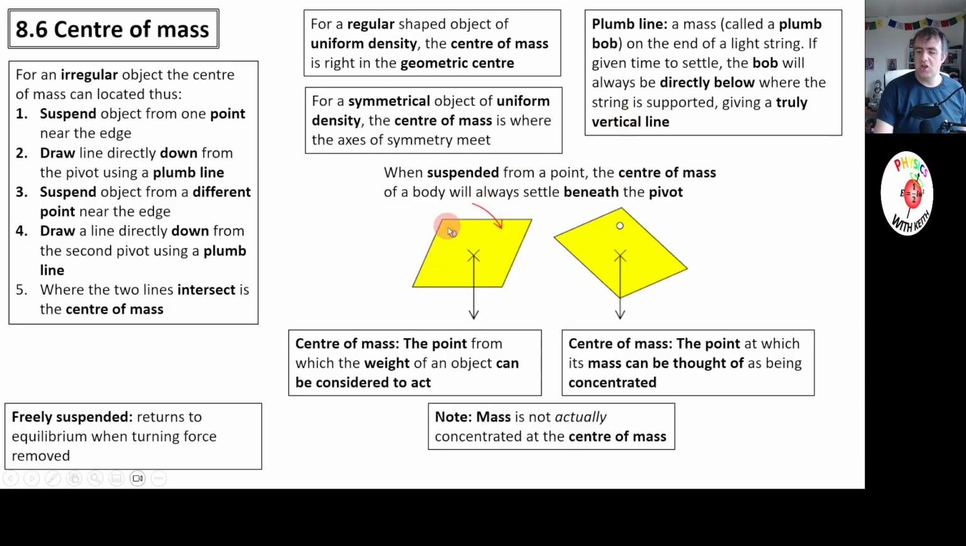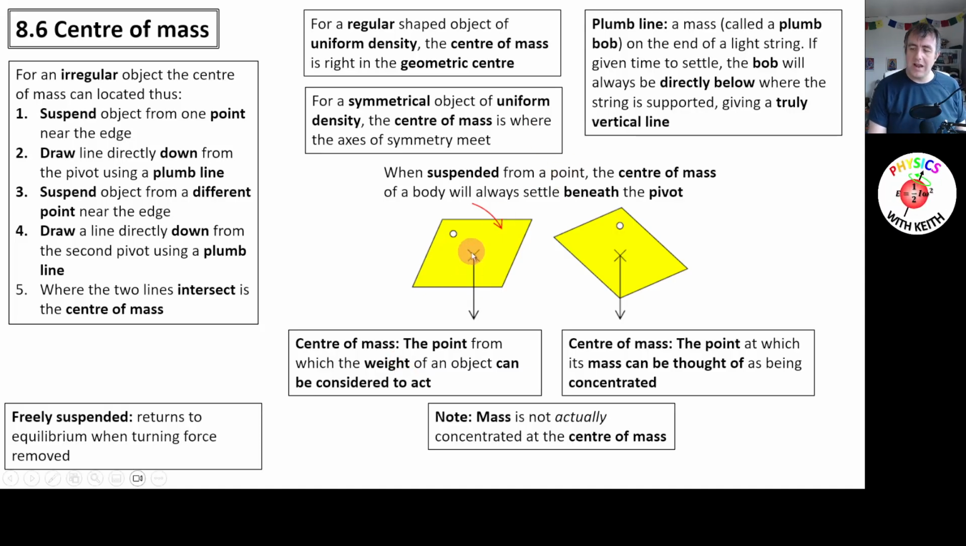For a nice regular shape, the centre of mass is going to be in the middle, where the lines of symmetry intersect. So what is centre of mass? Well, it's a really handy point where if we consider the weight to all be acting from that point, the physics works out as we observe.